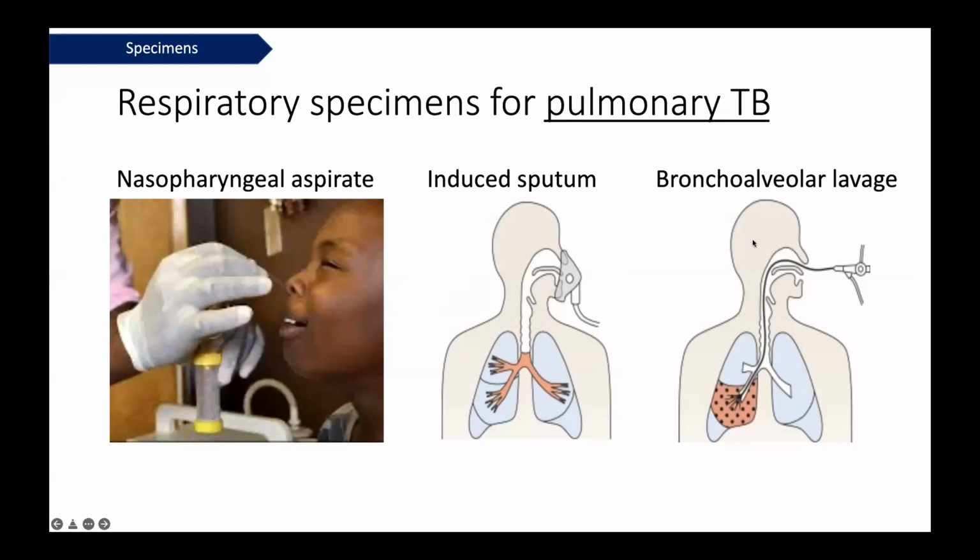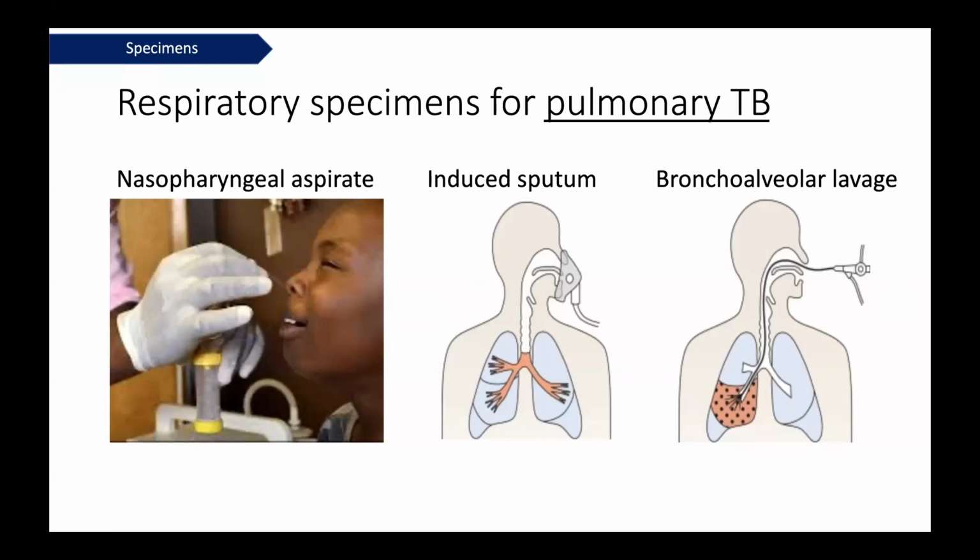We can get another lower respiratory tract specimen through bronchoscopy. This is a more invasive technique. And we do have bronchoscopy for children here at Kenyatta National Hospital. We insert the bronchoscope and we're able to lavage and get a bronchoalveolar lavage specimen. And we can also take this for diagnosing tuberculosis and many other respiratory infections as well.